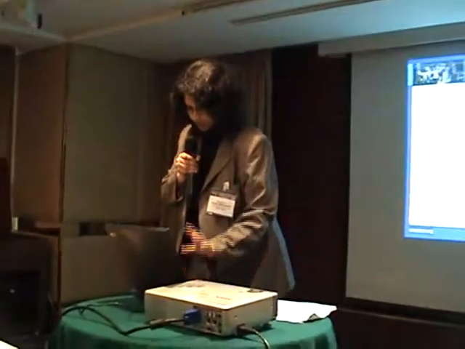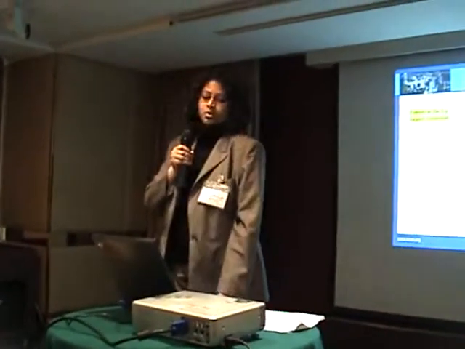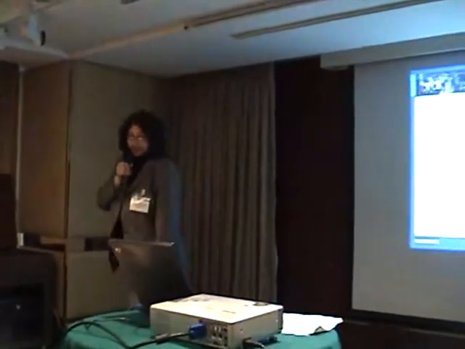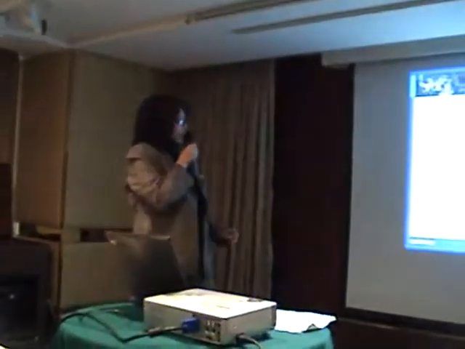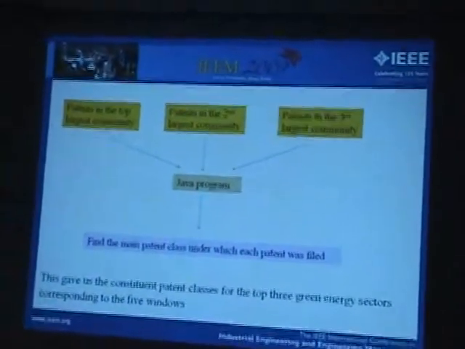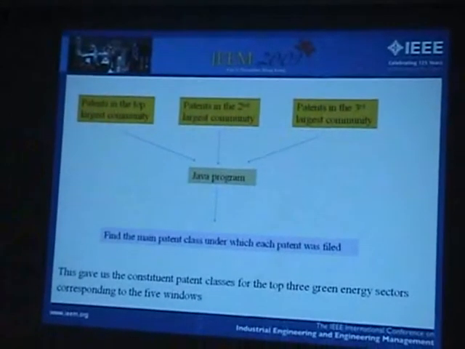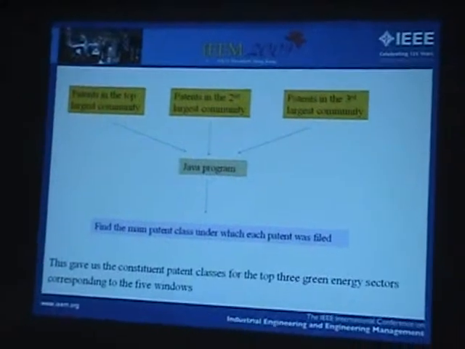So we are going to proceed with this part, which is basically the top largest, second top largest, and third top largest communities within the US green energy sector. We take them, we make them as inputs to a Java program again, and then we find the main patent classes under which each patent was filed. So this basically gives us the constituent patent classes for the top 3 communities in the green energy sector.